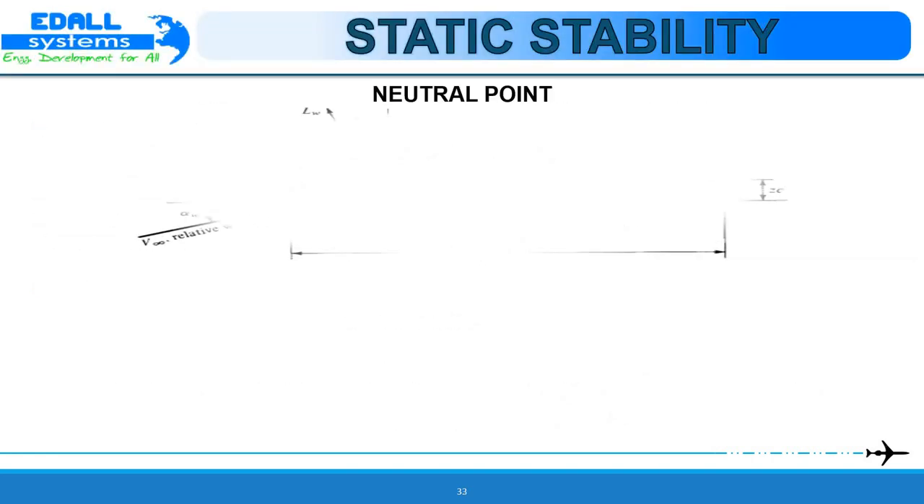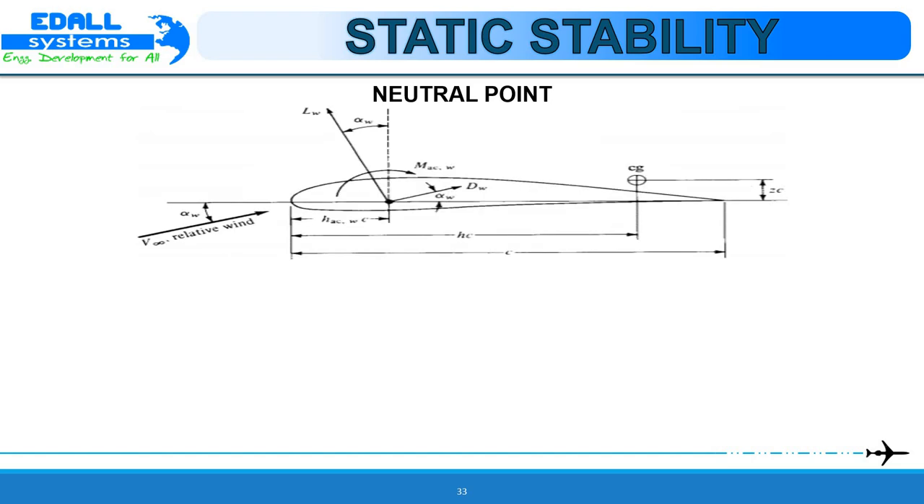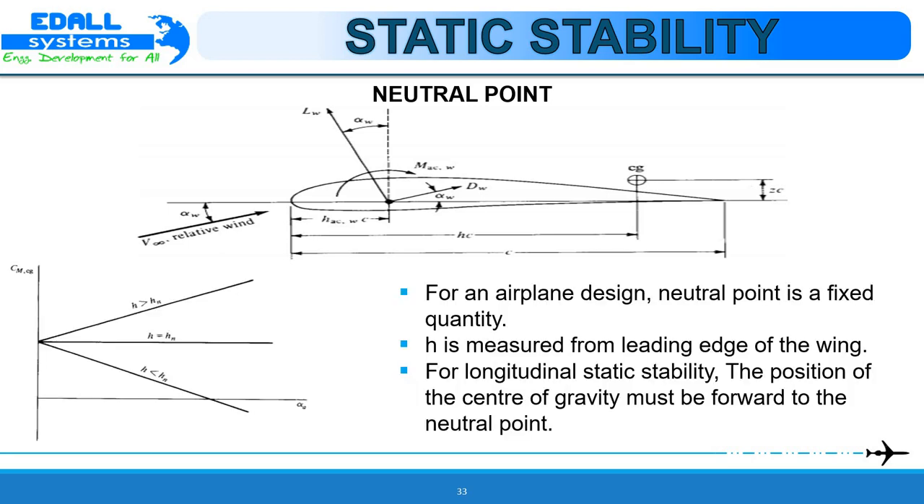Neutral point. Consider the situation where the location h of the center of gravity is allowed to move with everything else remaining fixed. The static stability is a strong function of h. Indeed, the value of ∂Cm,cg/∂α can always be made negative by properly locating the center of gravity. In the same vein, there is one specific location of center of gravity such that ∂Cm,cg/∂α is equal to 0. The value of h when this condition holds is defined as the neutral point, denoted by hn.